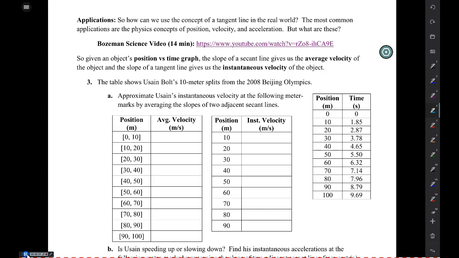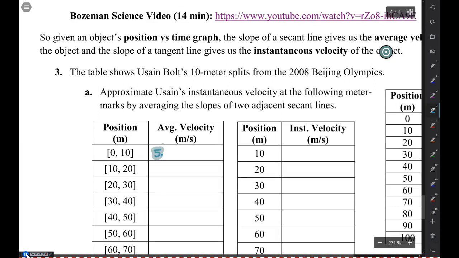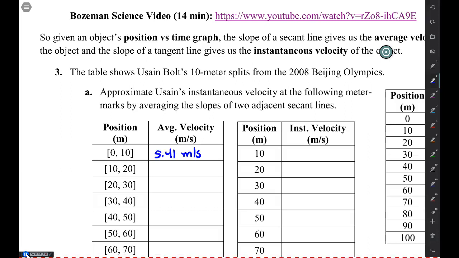He already found one of them for us. That is the average velocity from 0 to 10. What did he say, 5.41? Is that right? 5.41 meters per second. And notice that that is slower than the average velocity that he calculated of like 10 something. And that makes sense, right? That Usain Bolt is going to start off kind of slower and then pick up speed as he's running. So that kind of makes sense.